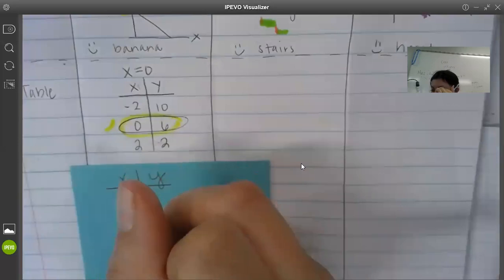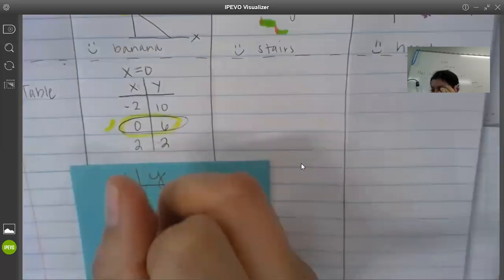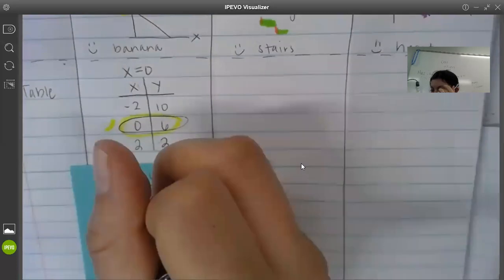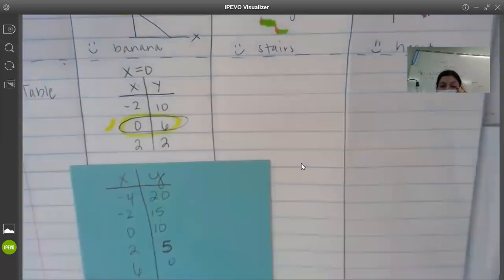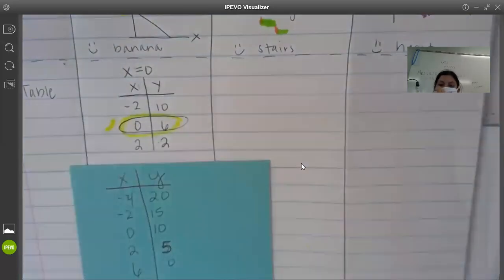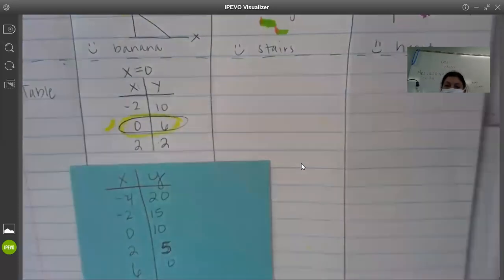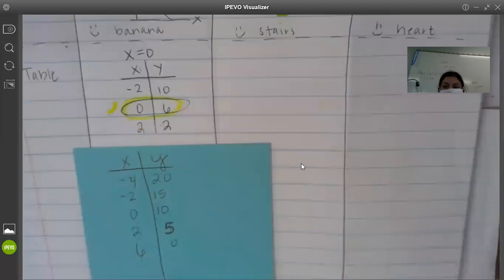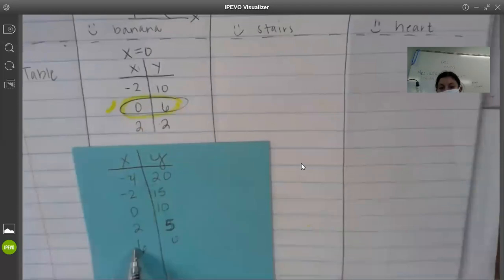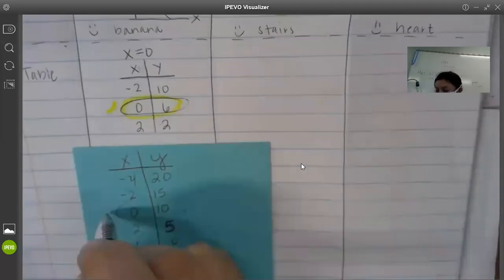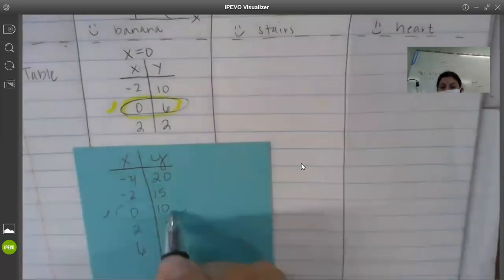Let's make that 5 actually. So what would be the Y-intercept in this problem, in this table? You would look for the 0. Found the 0. There's my banana. My Y-intercept would be 10.